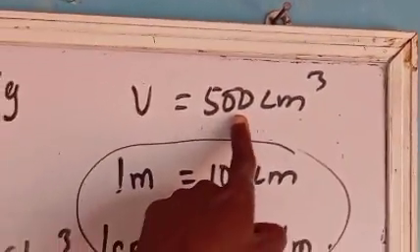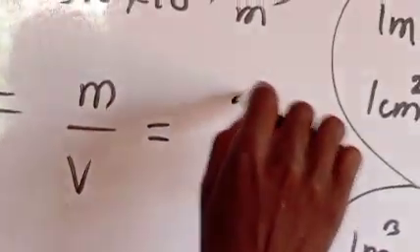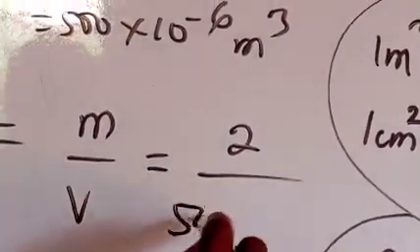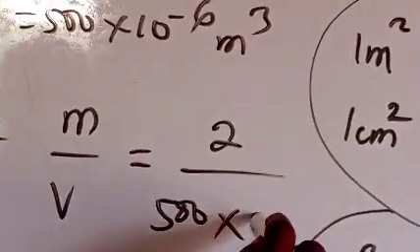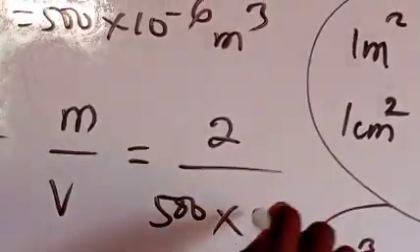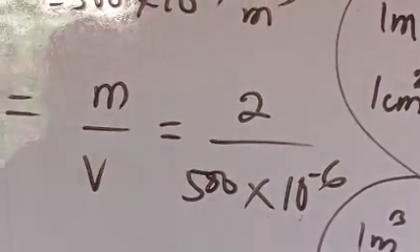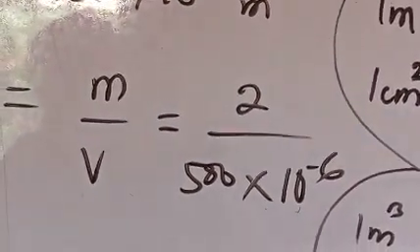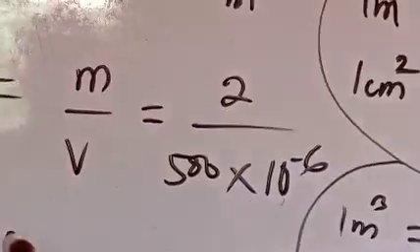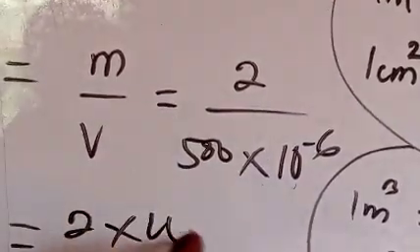You see now? So, in other words, to get the density, density is what? Mass over volume. What is the mass now? Mass is 2 kg, divided by 500 times 10 raised to the power minus 6. It becomes like this. Officially, this is 10 raised to the power minus 6 now. So we can say 2 times 10 raised to the power 6.